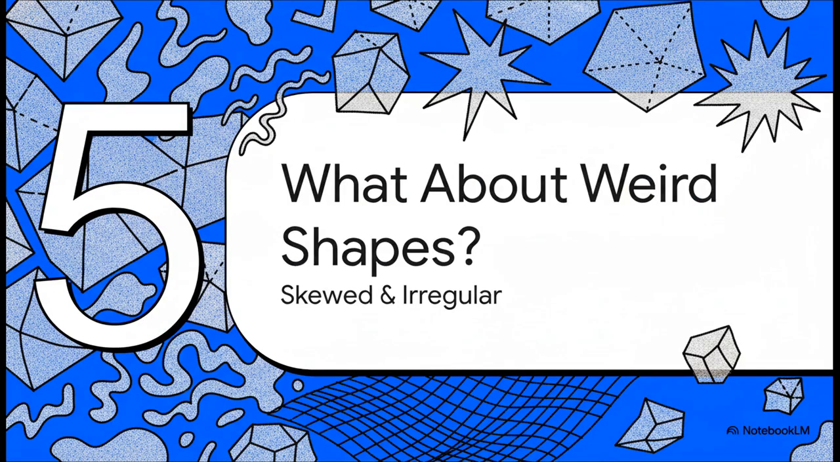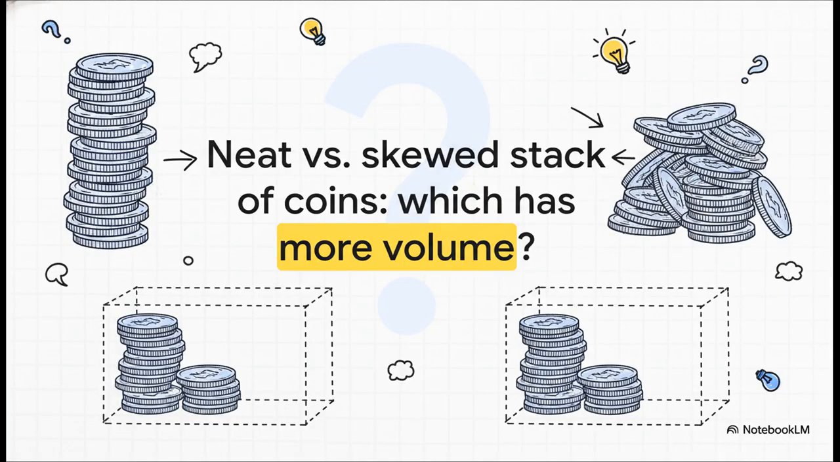Okay, so this is all well and good for perfect cylinders and cones. But what about the real world? What happens when things get a little messy or skewed or just plain weird looking? Let's try a quick thought experiment. Imagine you have a perfectly neat stack of coins. Now, you kind of push it over so it becomes a messy, skewed stack. Which one takes up more space? Does the skewed stack have more volume, less, or is it exactly the same?